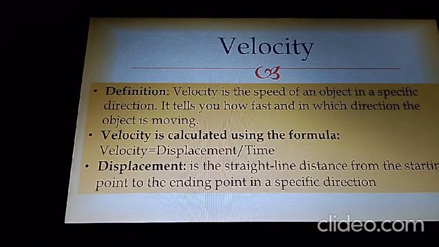And what is displacement? It is basically the straight line distance from the starting point to the ending point in a specific direction, or the shortest distance between the 2 points. Meaning, the distance an object covers with a particular direction is termed as displacement.